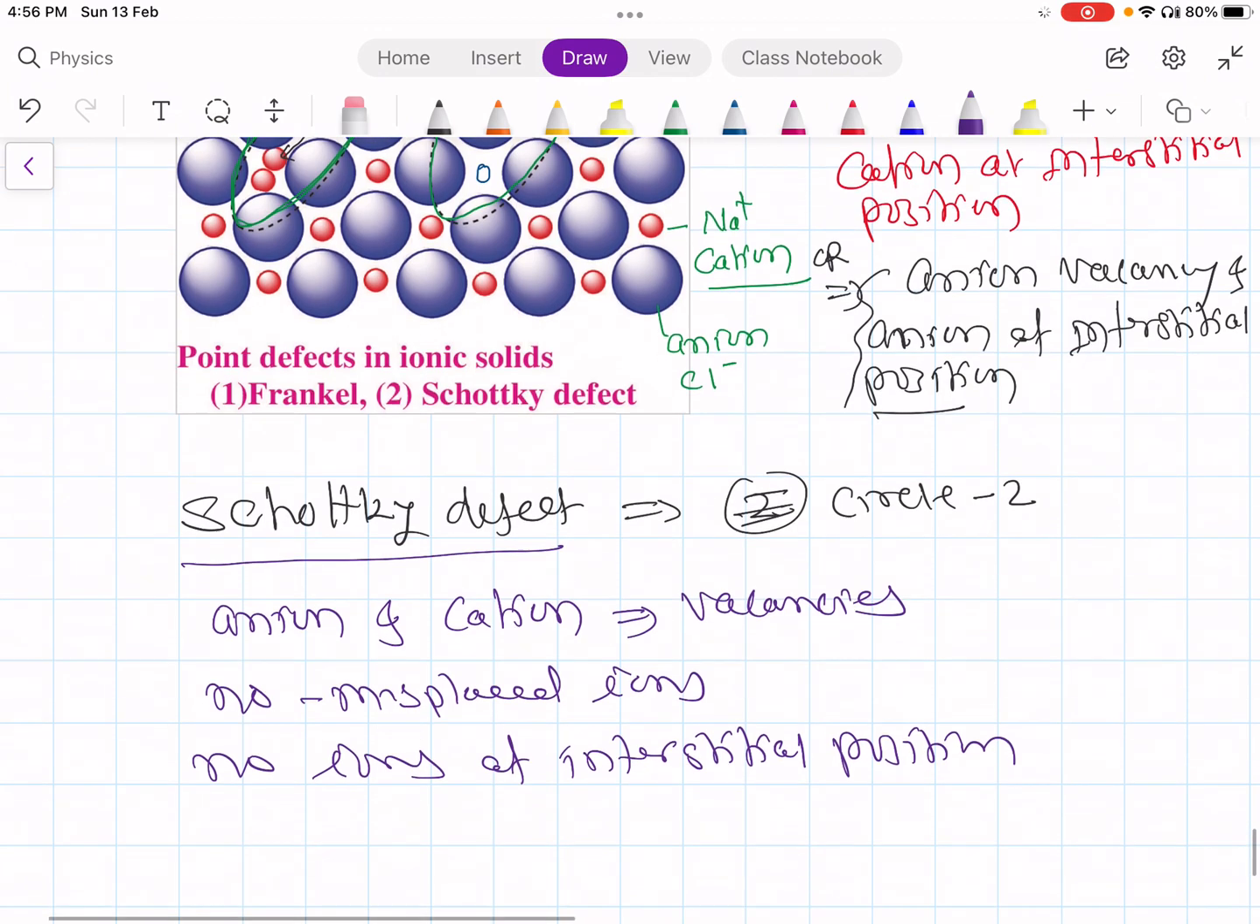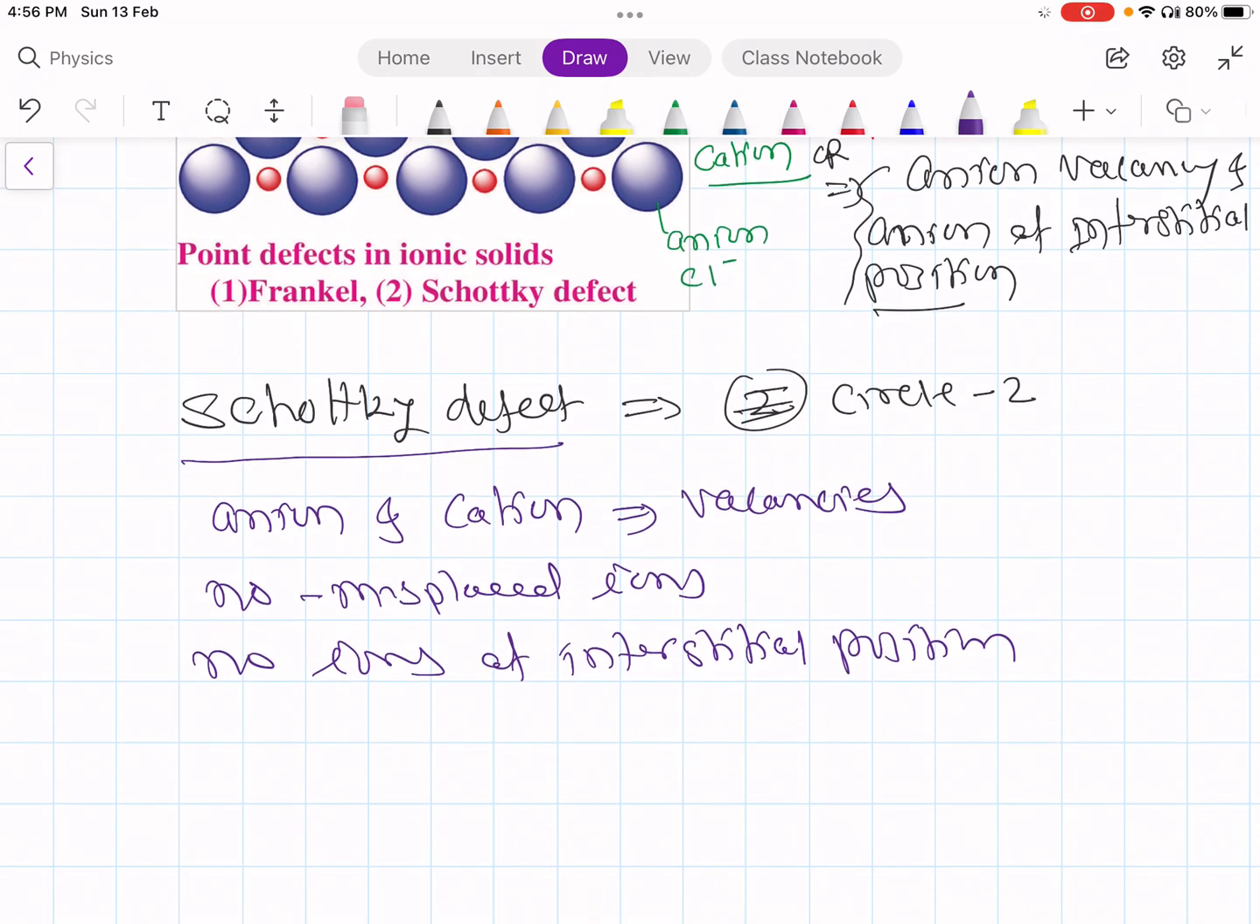And these defects are always nearby. Both of these defects stay near each other, and so charge neutrality is maintained.